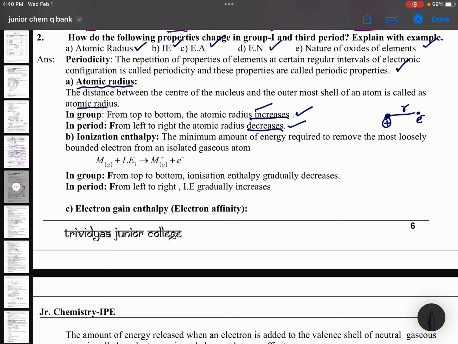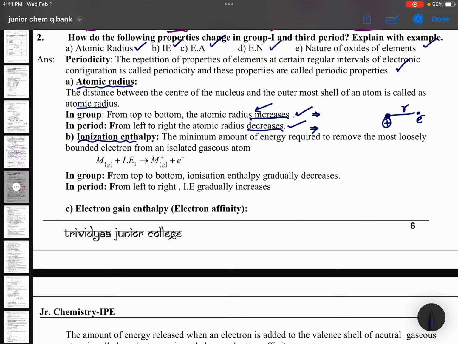In a group, what are you going to add here? Because the electron is added every time to a new energy level. In periods, we will say because the effective nuclear charge increases. Here, the effective nuclear charge increases. Here, electrons are added to a new shell.